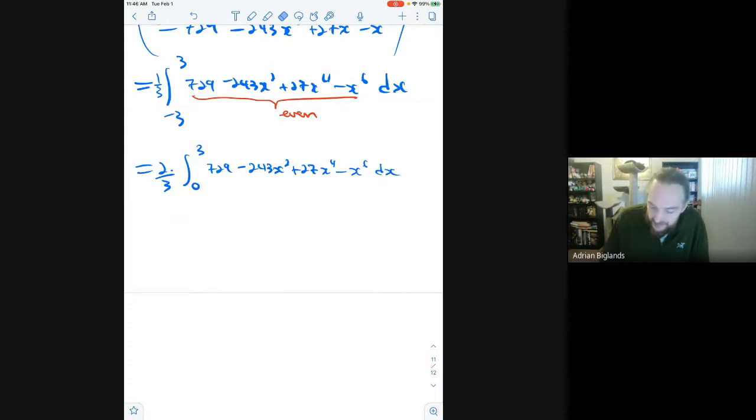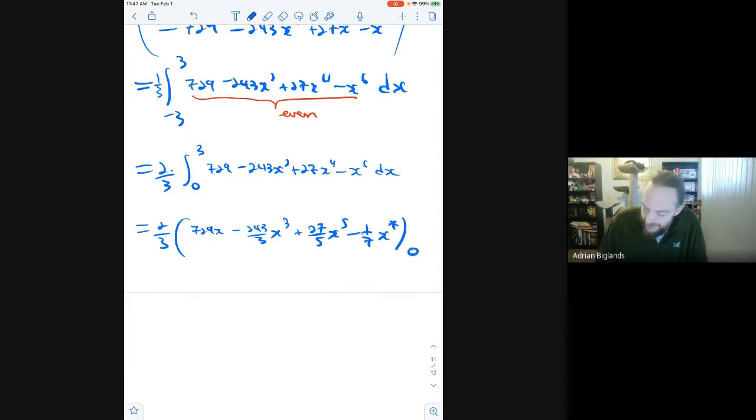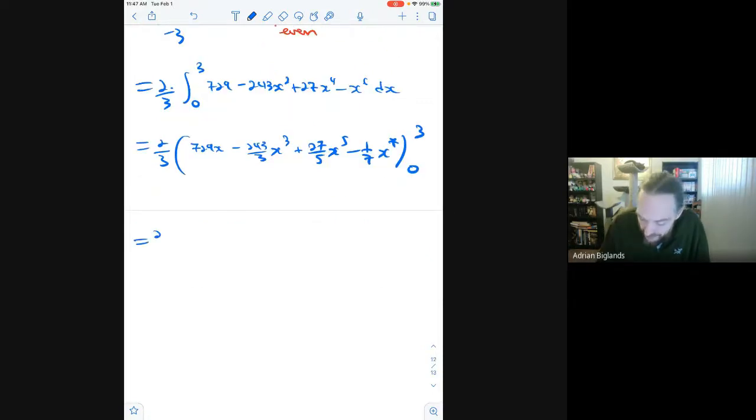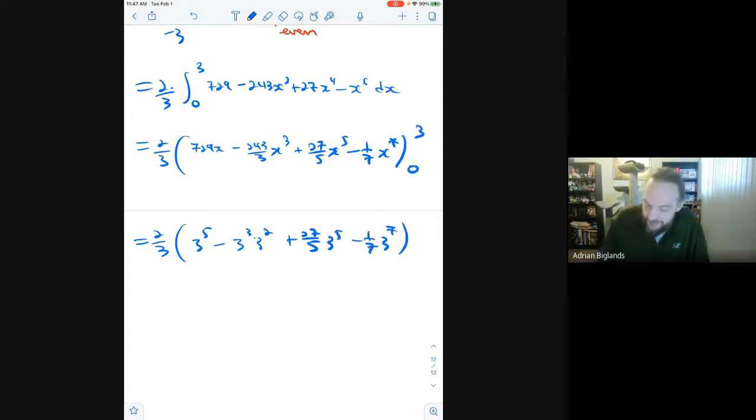Which is now equal to 2 over 3 times 729x minus 243 over 3x cubed plus 27 over 5x to the 5 minus 1 over 7x to the 7, evaluated from 0 to 3. It's going to be some hot mess. We're going to get equals 2 over 3, 3 to the 5 minus, this ends up being 3 to the 3 times 3 to the squared, which is going to cancel. That's nice. 27 over 5, 3 to the 5 minus 1 over 7, 3 to the 7. So these ones cancel outright.